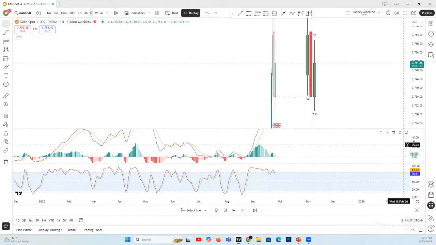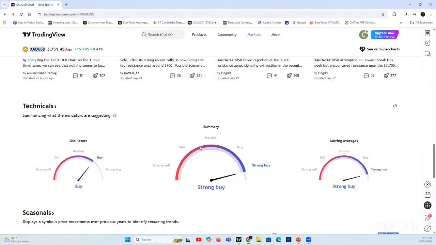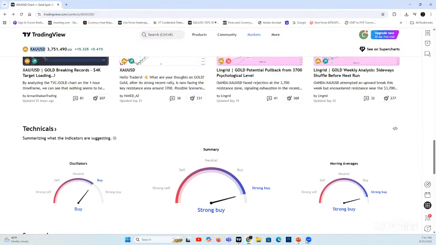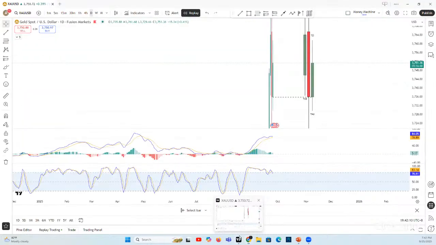Okay, and this is your MACD. Let's check MACD now. Where is that? There's no MACD, huh? Yes, there is awesome oscillator. Ah, there is MACD, 12, 26. Okay, so it's a buy. Why is it showing buy? Let's check. Yeah, it's buying. You see?